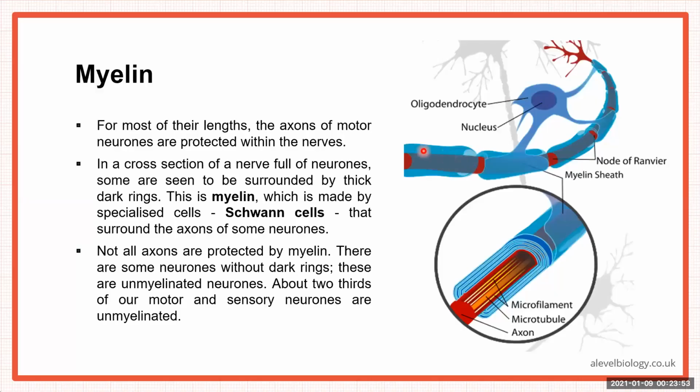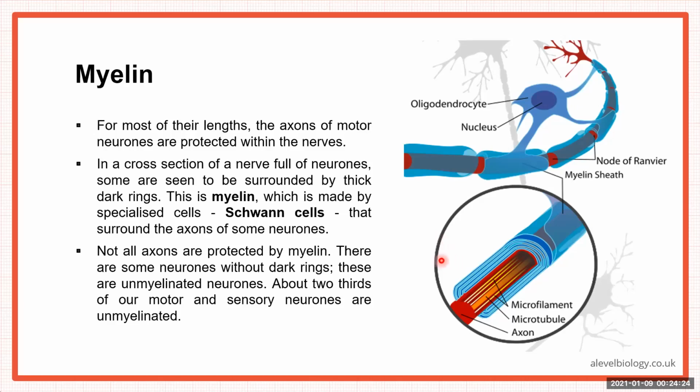So this is the myelin sheath, the one that you see here. For most of their length, these axons are covered by myelin sheaths. So axons of motor neurons are protected within the nerves. If you look at a cross section of a nerve, which is full of neurons, you will see that these are surrounded by thick dark rings. Now we'll have a look at the photomicrograph also in a while. These dark rings are known as myelin, which is made by Schwann cells, which are specialized cells.